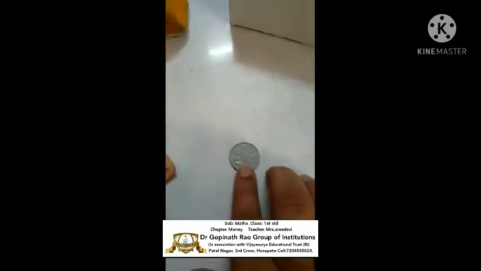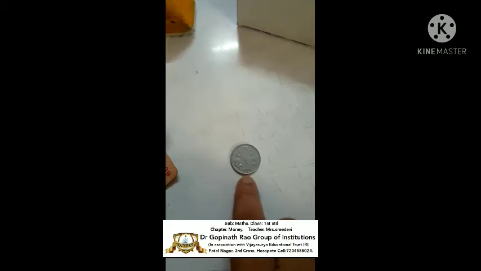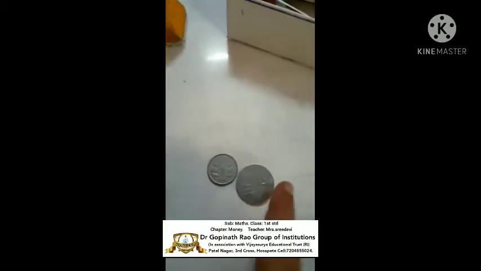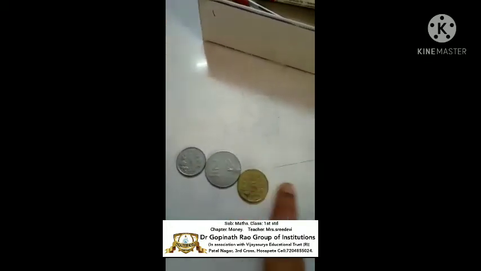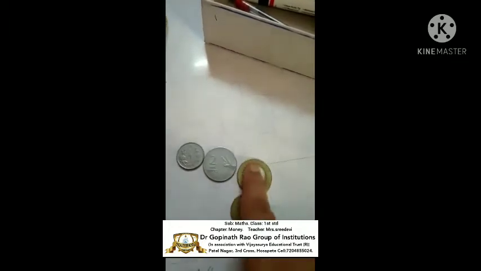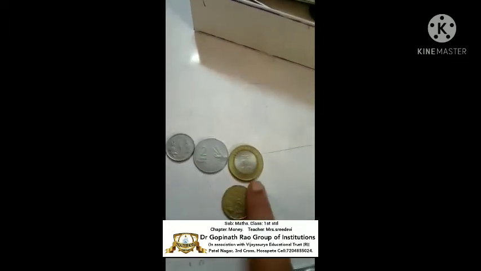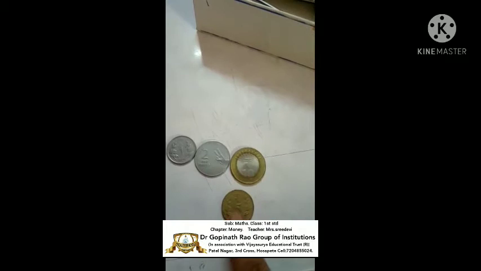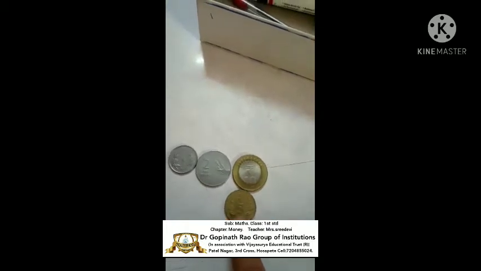And here come the pieces. Here these are pieces, which we call 1 rupee. This is a 2 rupee coin, this is a 5 rupees coin, and this here is a 10 rupees coin. You can see here, this 5 rupees coin even comes in white color also, children.